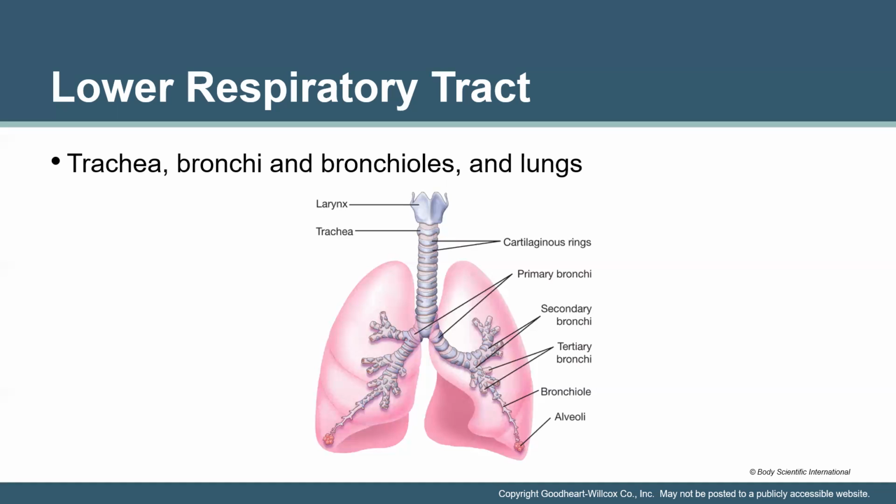The walls of the bronchial branches, but not the walls of the bronchioles, are reinforced by cartilaginous rings. The increasingly smaller branches of the bronchi are often compared to the branches of a tree. So this whole system here of the conduction system is called the bronchial tree.